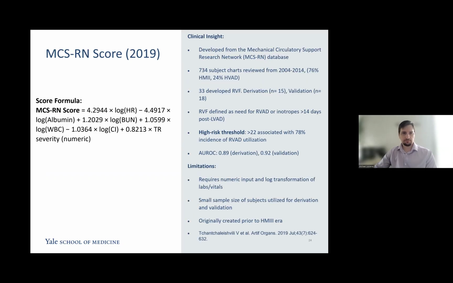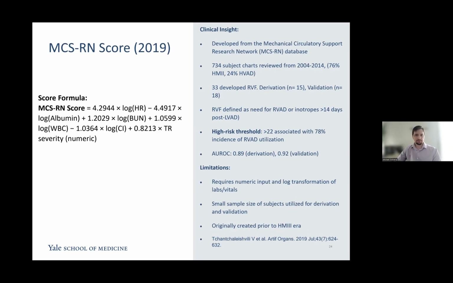In 2019, they made the MCS or N score, which is from the Mechanical Circulatory Support Research Network database. They used 734 subjects between 2004 and 2014, which was 76% HeartMate 2 and 24% HVAD, and still no HeartMate 3 included at this point. Of that original sample size, 33 developed RV failure, so they broke that down into a derivation cohort of 15 and a validation of only 18 to make the equation.